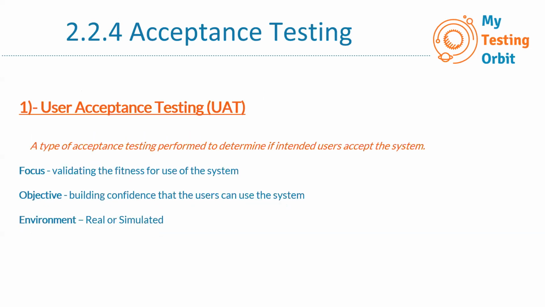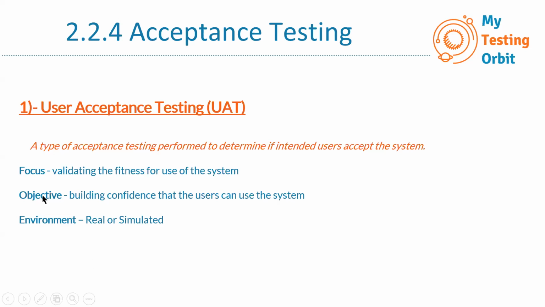The first one is UAT. Let's go through the definition. These definitions I have taken from the ISTQB glossary. UAT is defined as a type of acceptance testing performed to determine if intended users accept the system. So over here, we are checking the system or the product from an end user perspective and evaluating if it's ready to be used, to be deployed or not.